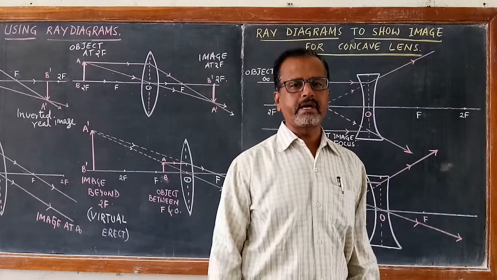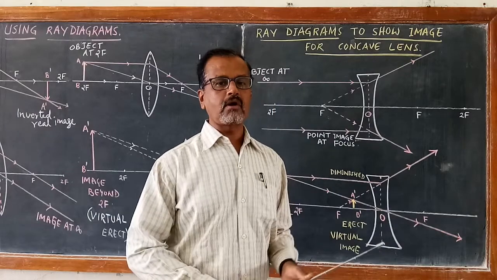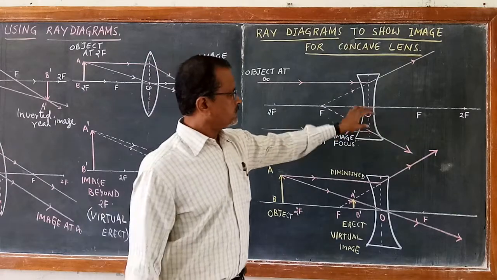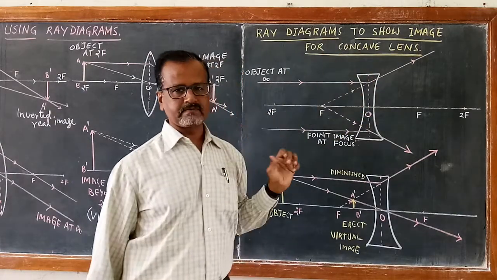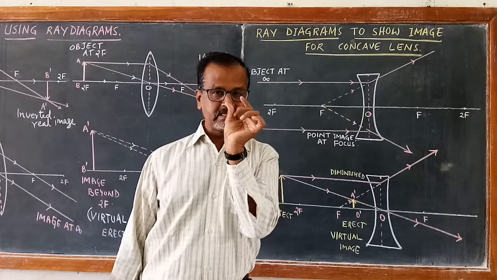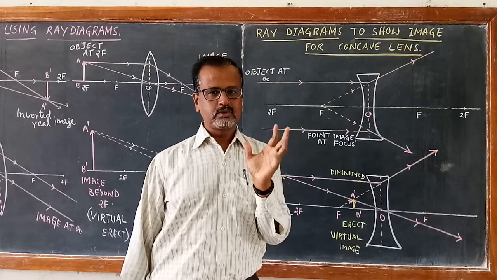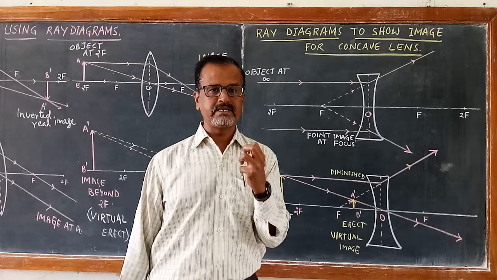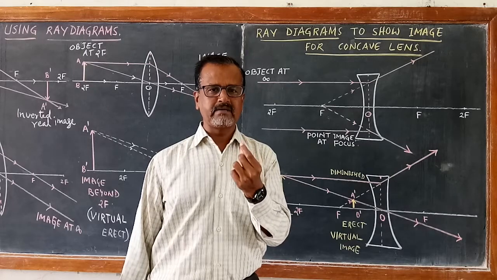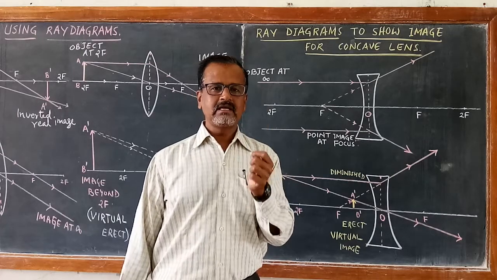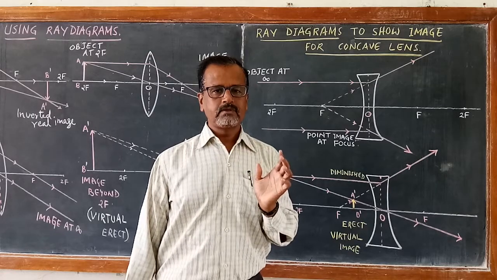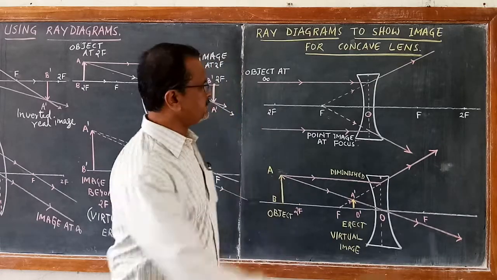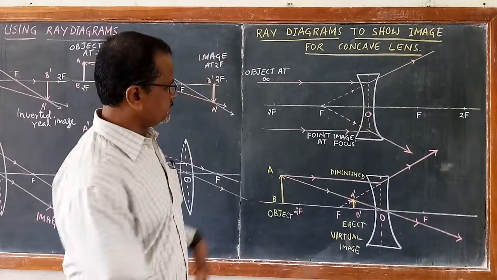Today we will learn how to draw ray diagrams to show the image formation for a concave lens. This is a concave lens. It is thin at the middle and thick at the edges, whereas the convex lens is thick at the middle and thin at the edges. If a lens is given in your hand, you must be able to identify which one is concave and which one is convex. If it is thick at the middle and thin at the edges, it is a convex lens. If it is thin in the middle and thick at the edges, it is a concave lens.